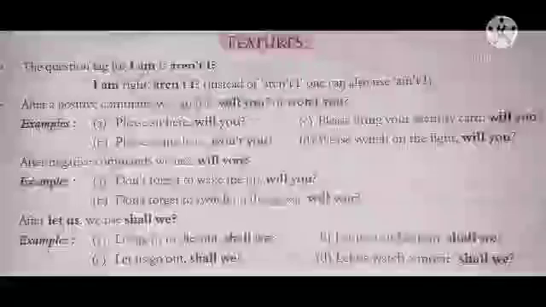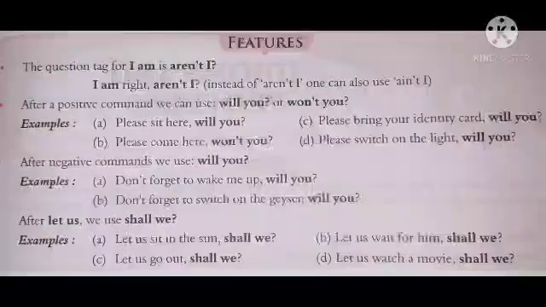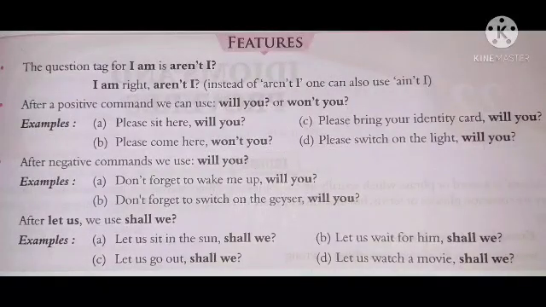Now children, let's see some other important rules which you must remember. The question tag for I am is aren't I. Take care, not amn't I. It's aren't I. For example, I am right, aren't I? Instead of aren't I, one can also use ain't I.